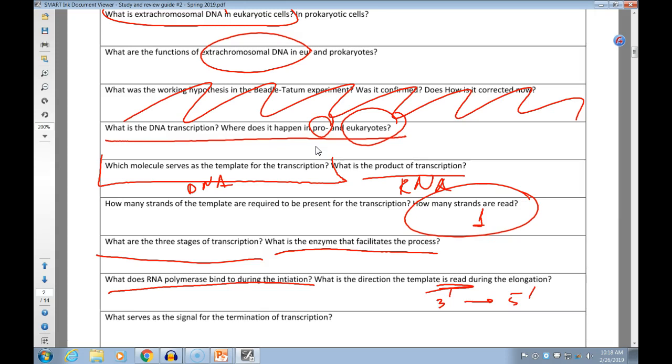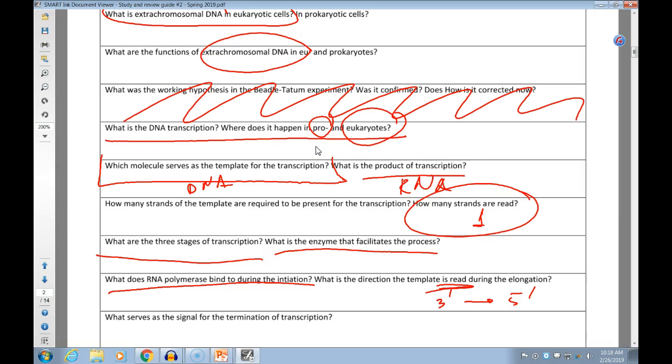How many strands of RNA are produced as the result of transcription? Just one. So basically it's sort of a rule. You need double-stranded DNA of which only one strand is going to be read, and transcription will produce a single-stranded RNA molecule. We good? Yes.